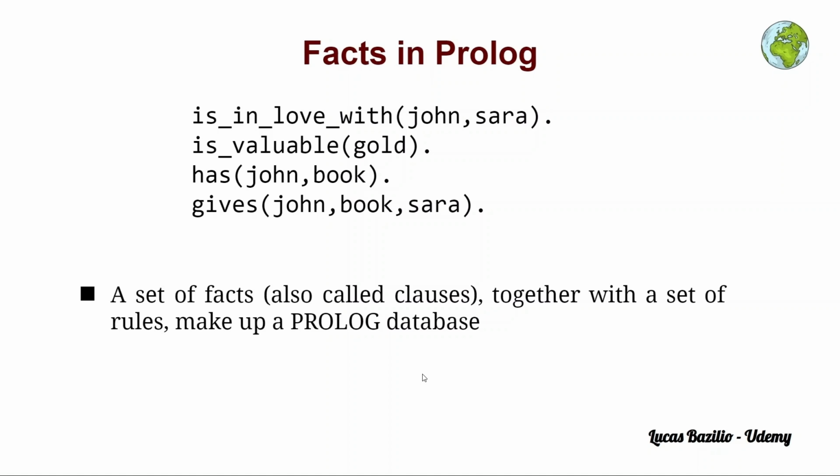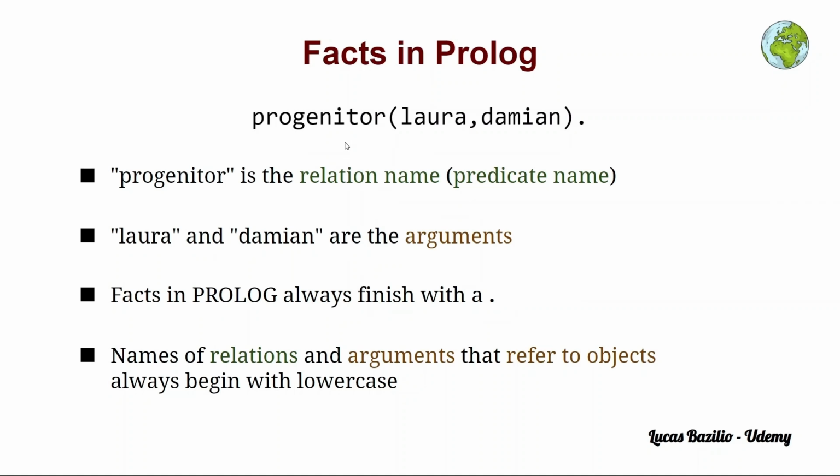In Prolog, a set of facts, also called clauses, together with a set of rules, make up a Prolog database. In the previous example, we interpreted that Laura, the first argument of the relation, is Damien's mother, and Damien is her son, which is the second argument of the relation. However, it is very important that students know that this order is arbitrary, and programmers can give their own meaning.